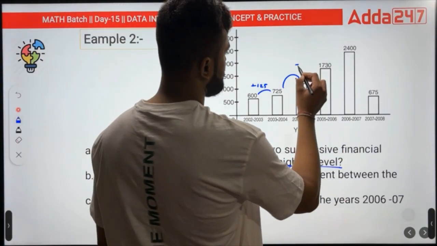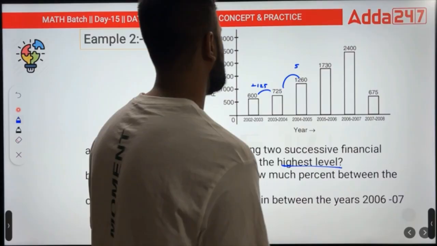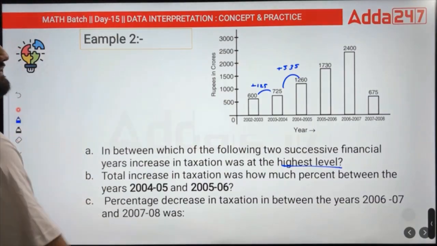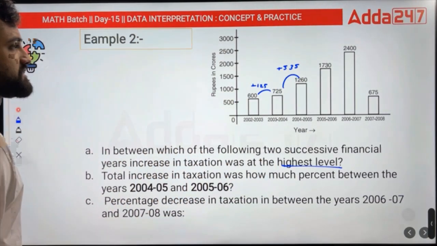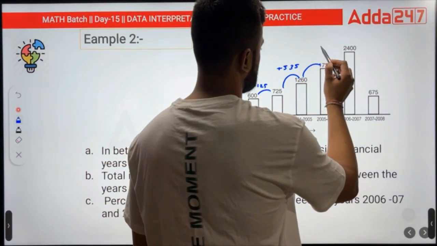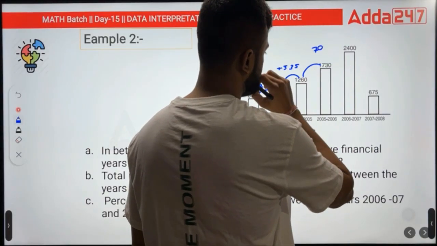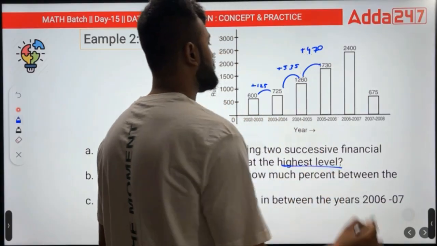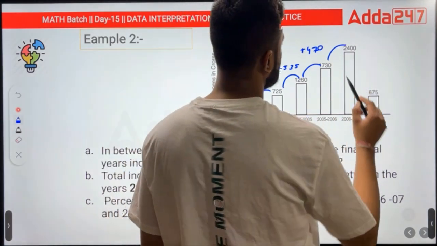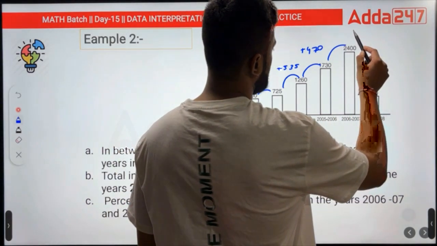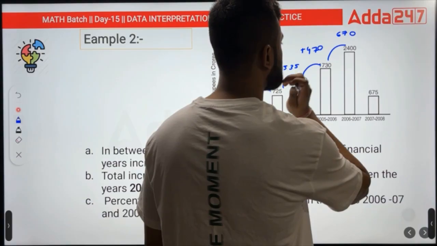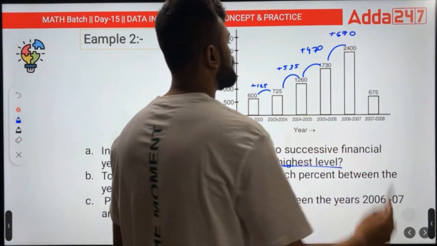Sir, 725 to 1260. Okay, how much rise is it? You would say, sir, 535 rupees rise. 535. 725 plus 535 is 1260. From here to here, if you see, how much rise, sir? 470 rise. Yes, sir. And out here, how much rise, sir, I can see? So right here, I can see 670 rise. So highest rise is where?